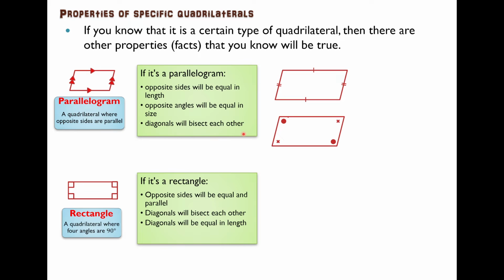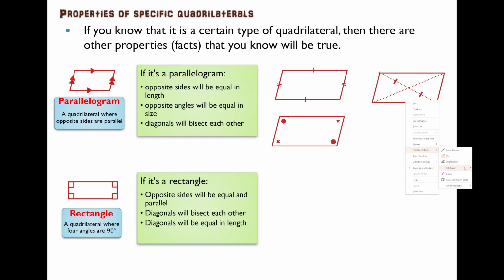We also know, if it's a parallelogram, that the diagonals will bisect each other. Bisect. The word bisect means to cut into two equal halves. So, first, to show what that means, let's draw the diagonals. The diagonals go diagonally from one vertex to the opposite vertex. So these are the diagonals. And this law says that if it's a parallelogram, they're cut in half.